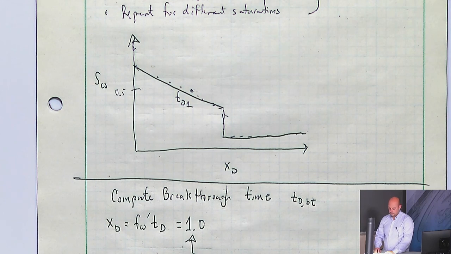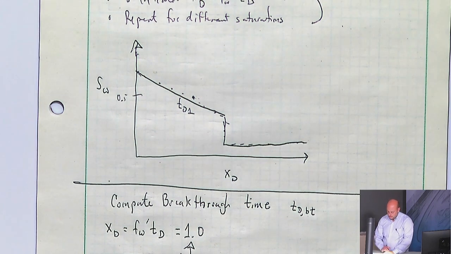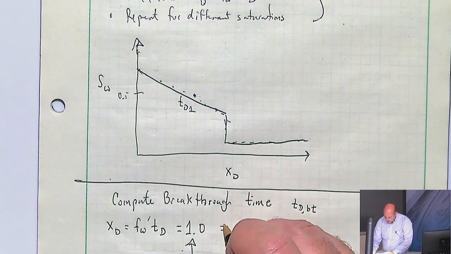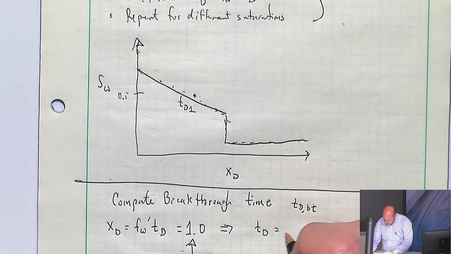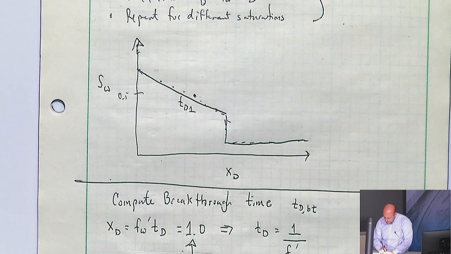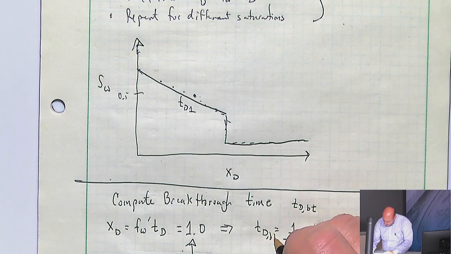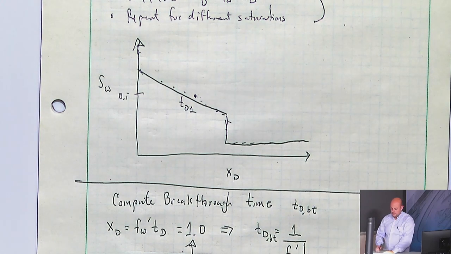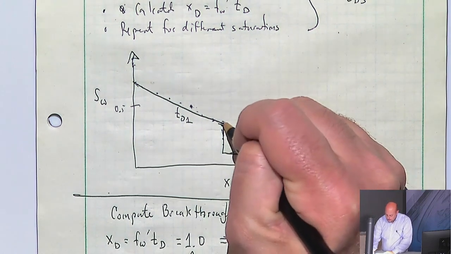Okay. And if we want to find the breakthrough time, that means I can write t_D is equal to 1 over f_w prime. If I'm calling this the breakthrough time, then this is at the saturation of this front right here.